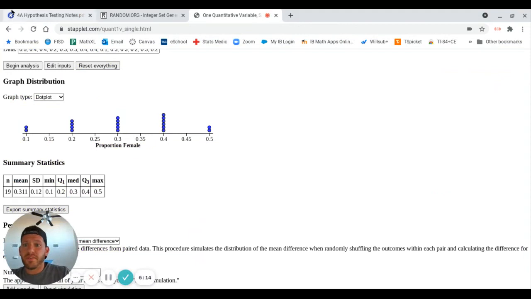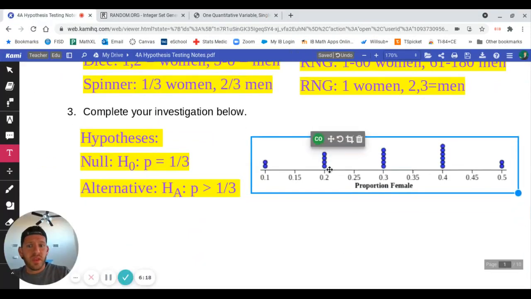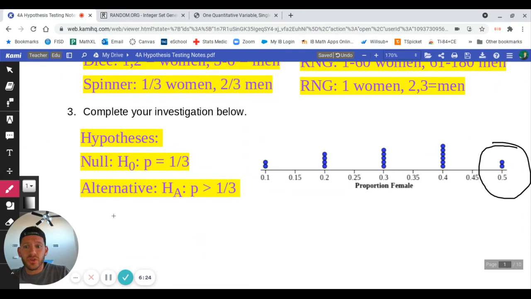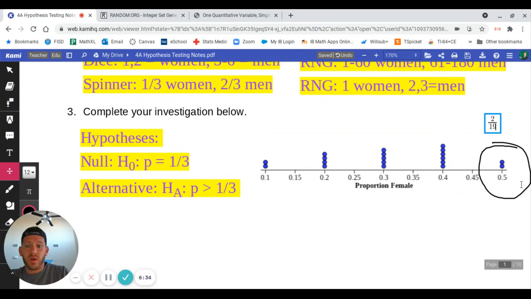So we look at our graph here. I think we can go paste that over now. And we see that 2 out of 19 end up being 50% or more. So that is kind of what we're thinking there.